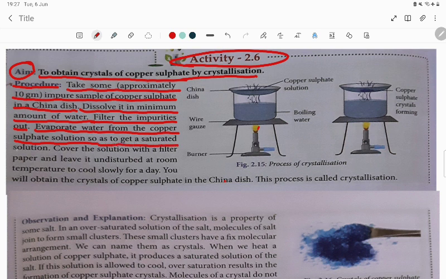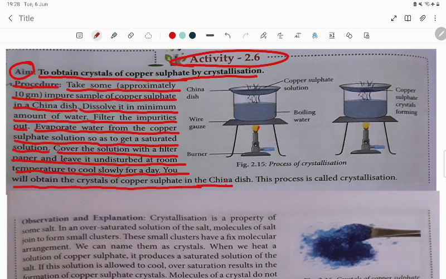Evaporate so as to get a saturated solution, then cover the solution with filter paper and leave it undisturbed at room temperature to cool slowly for a day. You will obtain the crystals of copper sulfate in the china dish. This process is called crystallization.